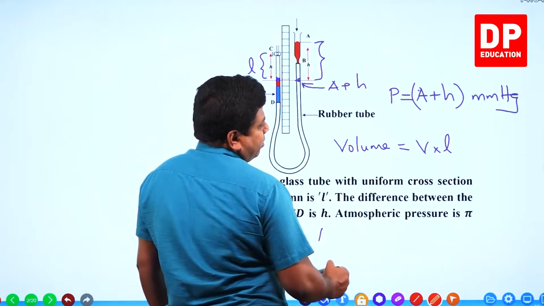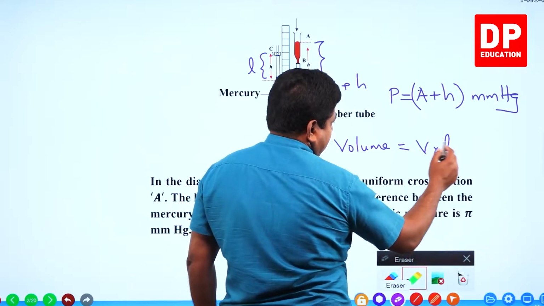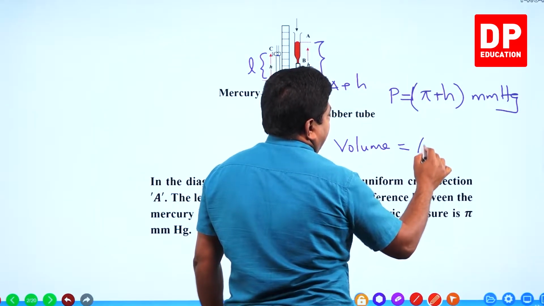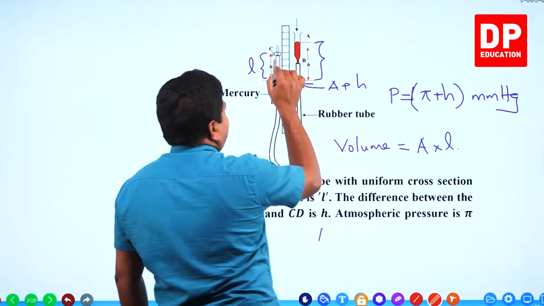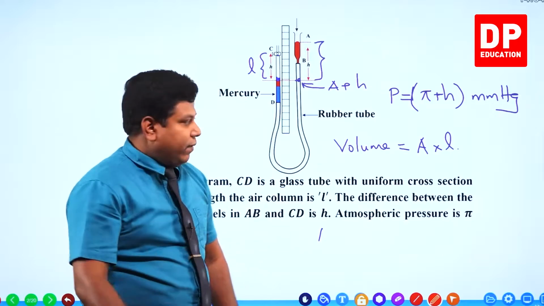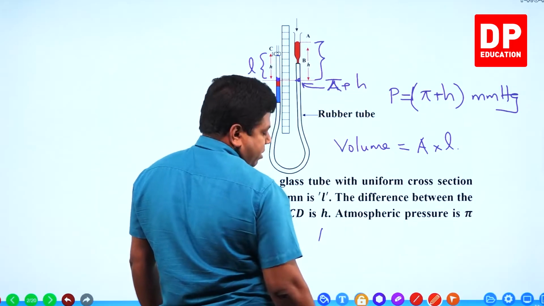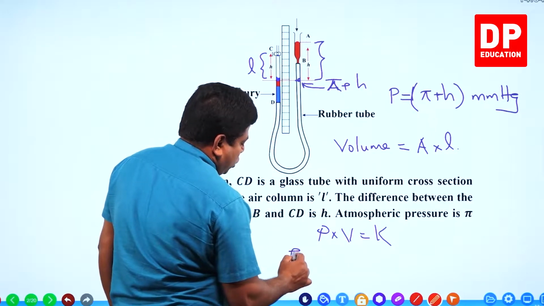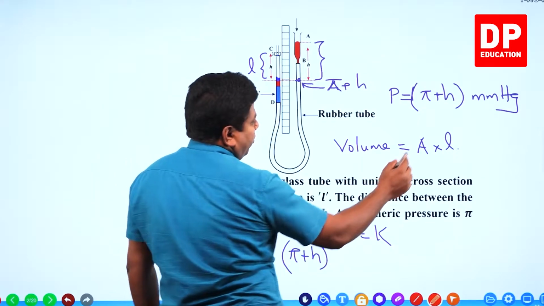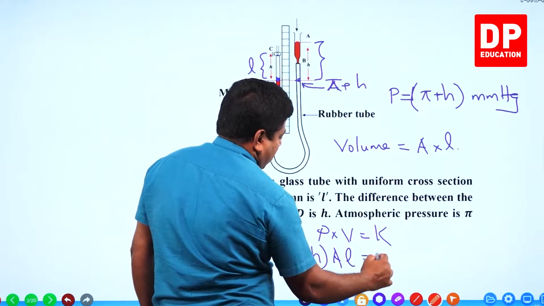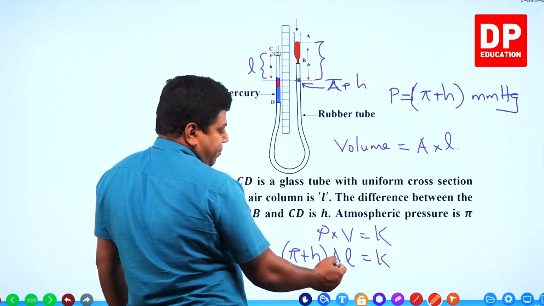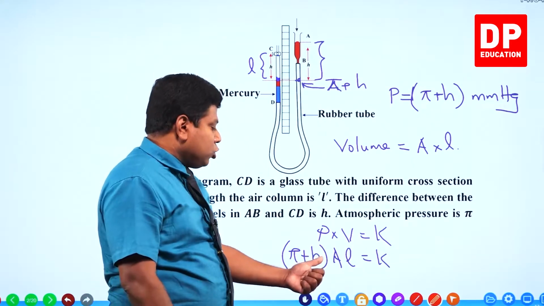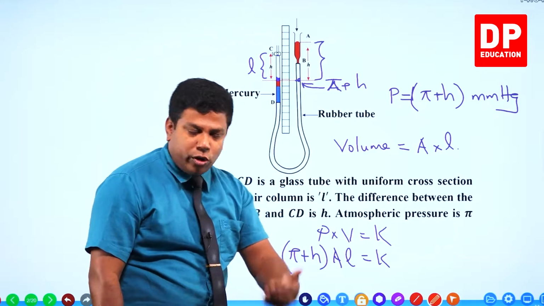That means volume is A into L, isn't it? Let's use different notations. Let's call the atmospheric pressure pi. A into L. What is A here? A is the cross-sectional area of the tube. So the pressure is pi plus H. We know P into V is constant. P is going to be pi plus H, the volume is going to be A into L, and that is constant. Here, A is also constant, the cross-sectional area doesn't change for this tube. Since A is constant, if I take this A to the other side, K over A is going to be a constant.